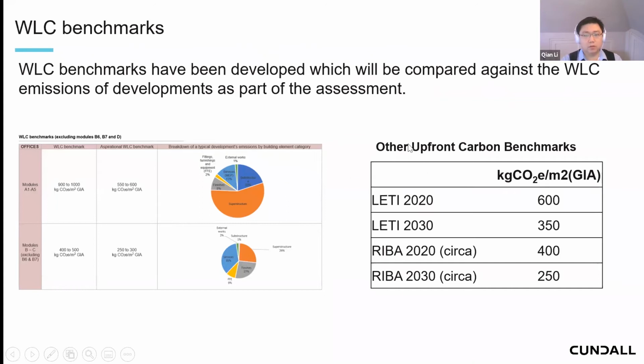And also, when doing this piece of work, we noticed there are some discrepancies between the targets in LETI, RIBA, and in fact the aspirational benchmark of the GLA. Cundall is currently leading a work stream within LETI to align them in certain ways, to make those numbers at least report against the same modules or same scope of reporting. So make sure there is certain alignment, although the numbers and targets might be different, we're trying to achieve certain alignment within those targets.